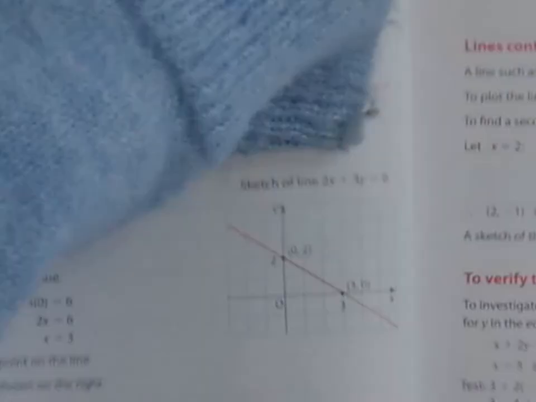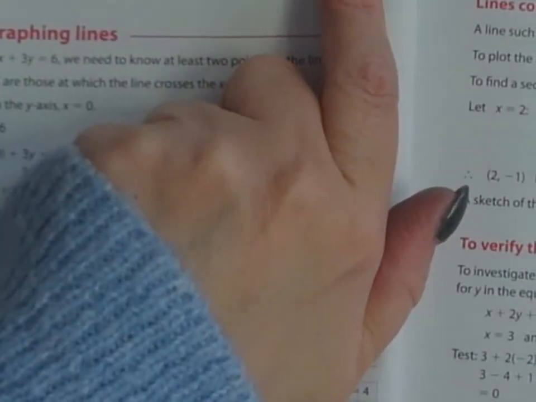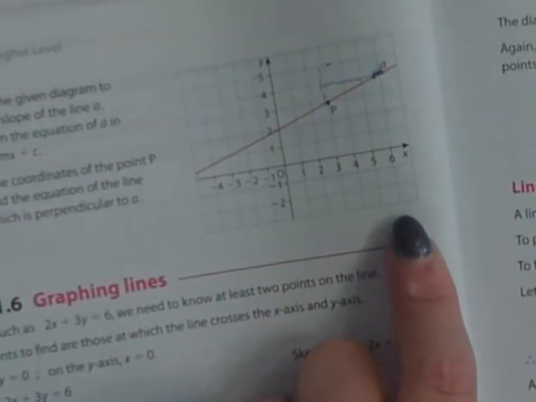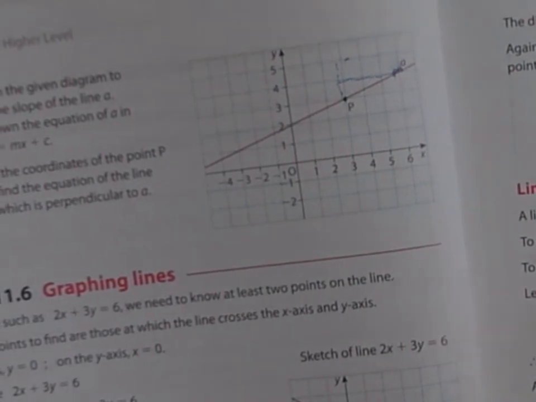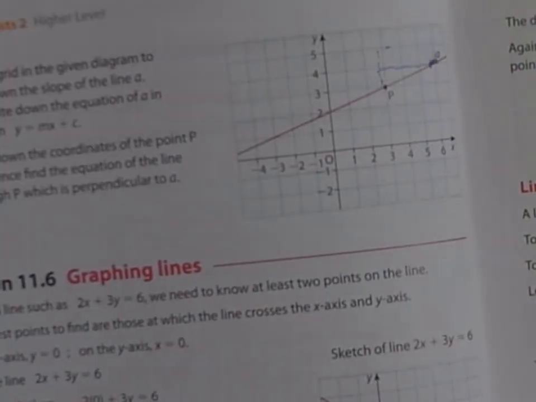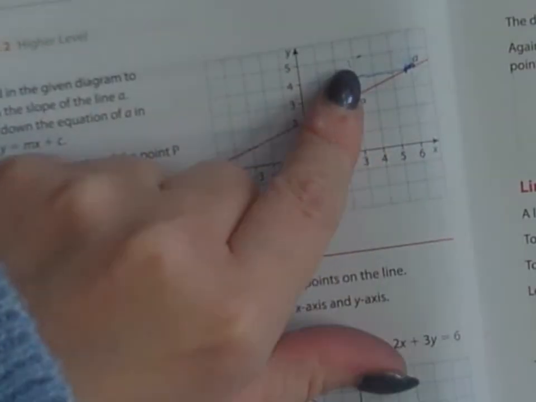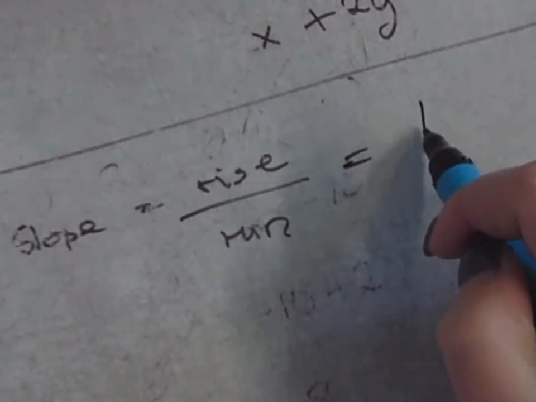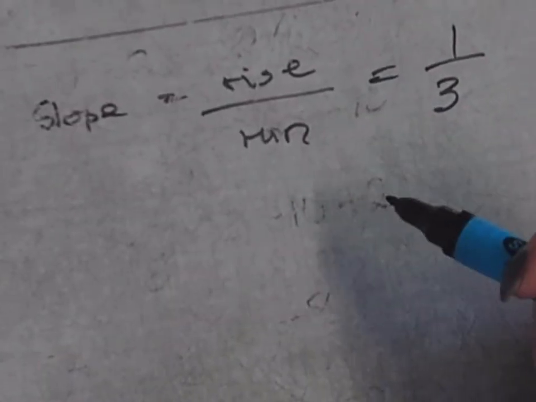Positive or negative? Positive or negative slope? Can I see positive or negative slope? Positive. Right, okay. So the rise is 1 box, run is 3 boxes, okay? Right, so back over here and it's positive, so I don't need to stick in a minus sign. So the rise is 1 and the run is 3. Is that okay?